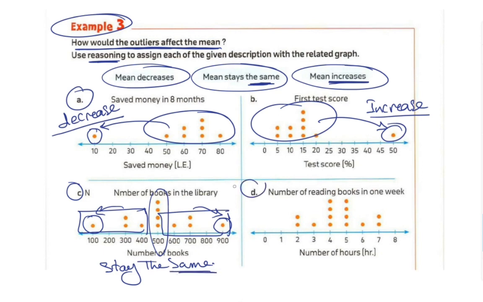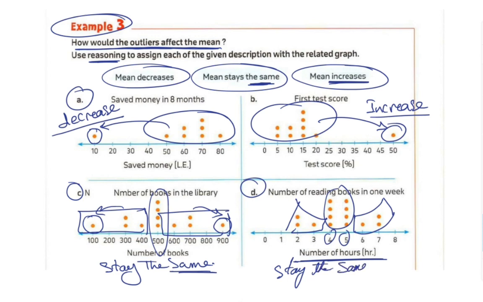Also here, look, you have 4 and 5 the same, and this shape here is the same as here. 1, 2, 1, 2. Just 1 and 1, 4 and 4. So this dot plot is symmetric. So the mean will stay the same with no change because of the outlier.